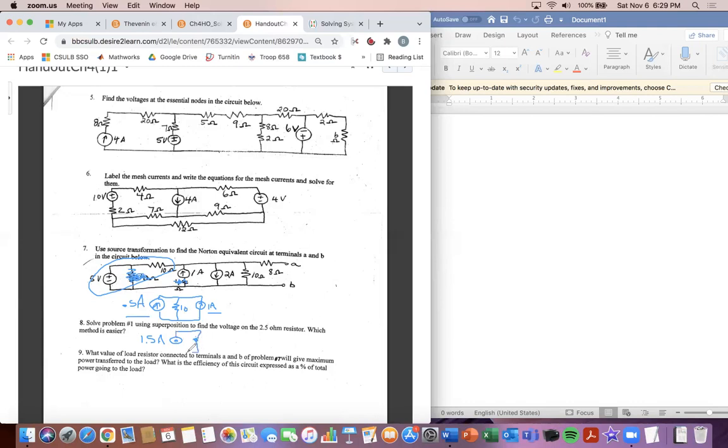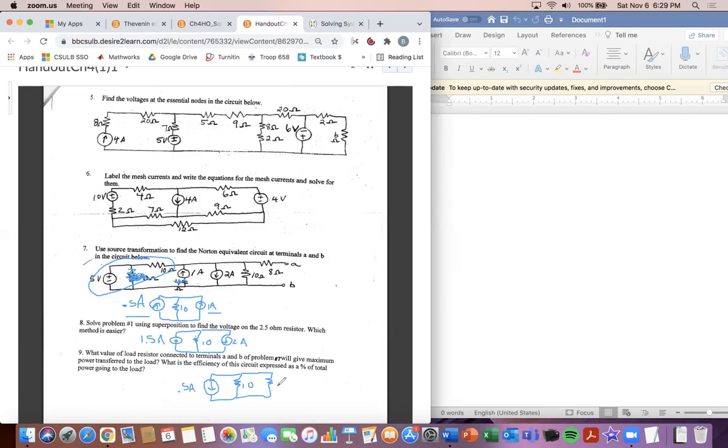Then we have the 10 ohm here. And then we have a 2 amp going down. And so if we combine them in parallel, this 1.5 going up, 2 amp going down, that's going to result in a 0.5 going down. And so now we know that. And then we have this resistor in parallel, which is this 10 ohm. And then we also have beyond this another 10 ohm.